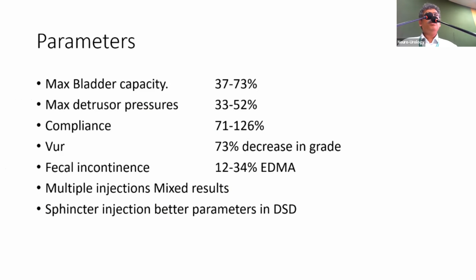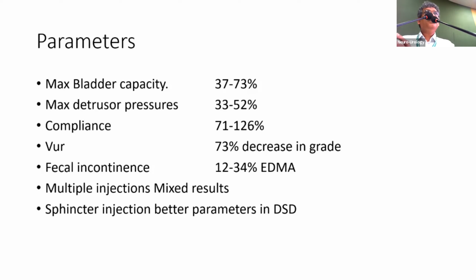If there is associated VUR, there is a 73% decrease in grade. We're not looking at total resolution of reflux. There is about 31% resolution of reflux. Fecal incontinence would also improve, more so in cases where electromotive drug administration of Botox is used in the bladder rather than where it is injected. Only 2 studies from Iran have told us that even an injection of Botox into the bladder improves the bowel dysfunction. The rest have not given us any data on those things.